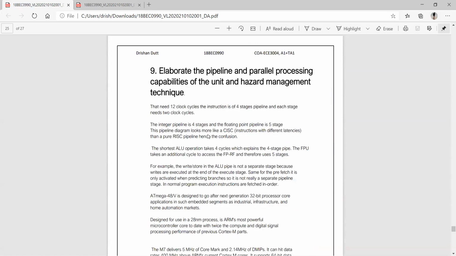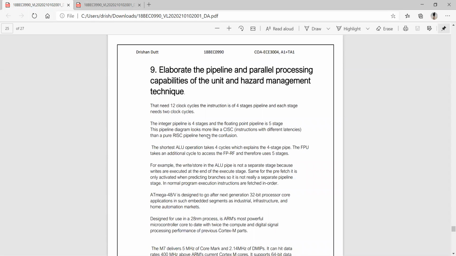Okay, so: elaborate the pipeline and parallel processing capabilities of the unit and hazard management. Instructions go through a four-stage pipeline, and each stage needs two clock cycles. The integer pipeline is four stages, and the floating point pipeline is five stages. The pipeline diagram looks more like CISC instructions with different latencies. That is not a pure RISC pipeline, hence the confusion.